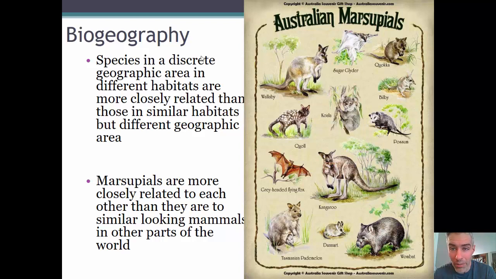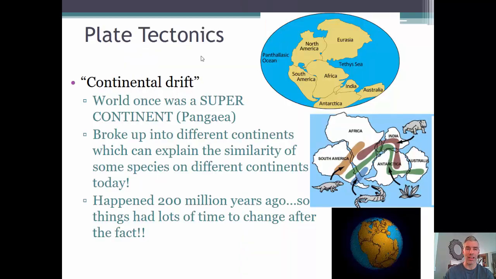But what's amazing about this is all of these individual species are more closely related to each other than they are to anything that looks like them on the mainland, on the other continents. So the gray-headed flying fox is more closely related to a koala than it is to a bat, even though they look the same. This is showing you examples of convergent evolution, but there are other factors as well, like adaptive radiation, which we'll get into later. I think that's super fascinating.